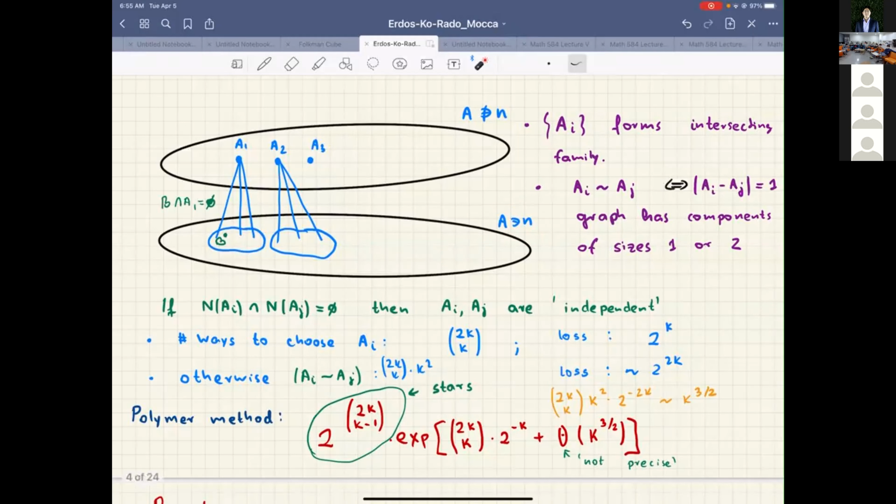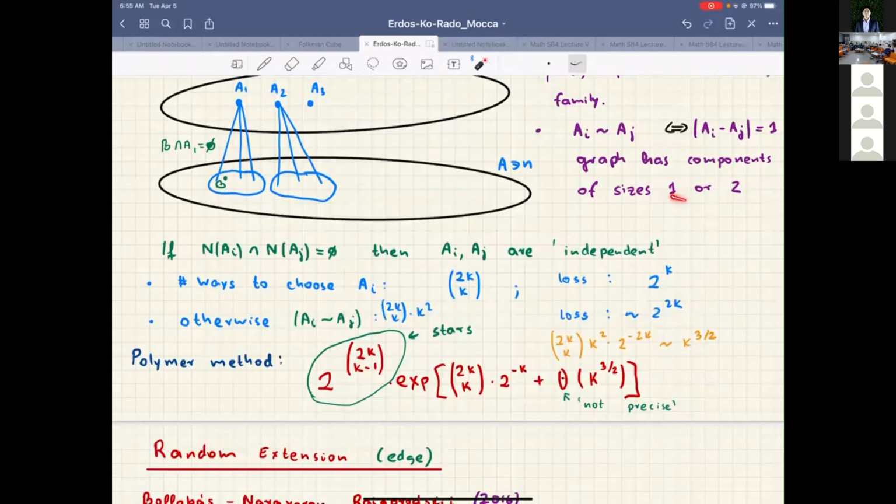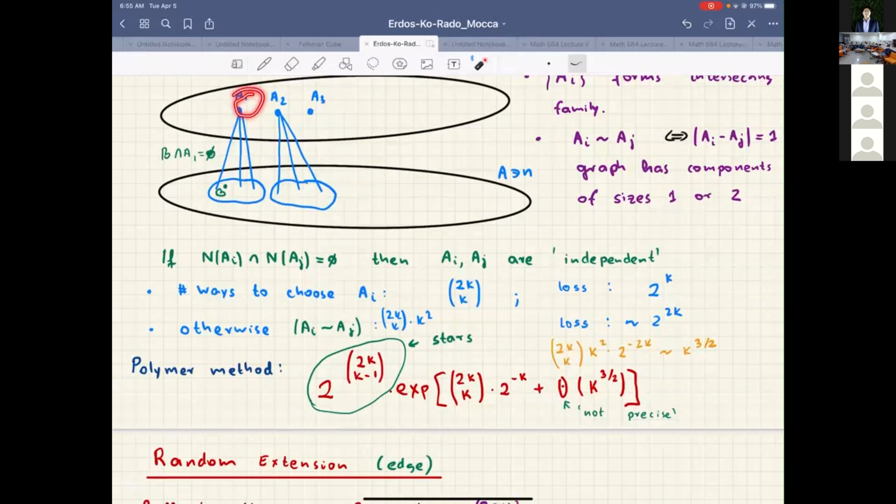So one could ask, why is it 1 or 2? Why not make the sizes, let's say, 3? In this computation I try to get a little feeling. What is the number of ways to choose a set? It's about 2k choose k. And if I choose this set, then I have to remove the k disjoint sets from here. So when I'm choosing the subset of a star, I lose a factor of 2 to the k. And the gain is big, because we gain about 2 to the 2k. So it's worthwhile to choose such a set.